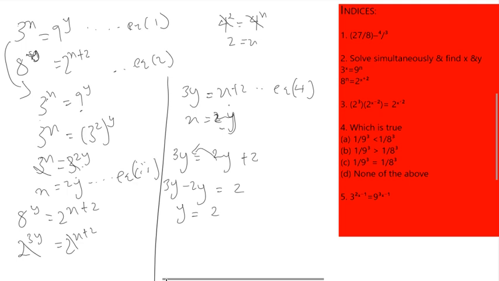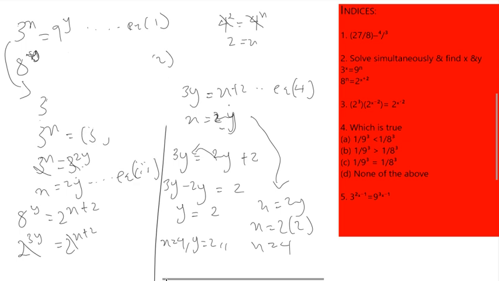So now let's find our value for x. From here, we have that x is equal to 2y. So that means x is equal to 2 times, what's the value of y? 2. So x is equal to 4. So now we have found our values of x and y. x is equal to 4, y is equal to 2, and that's our answer. You can pause to write down. Don't want it to be too lengthy, so I'm just going to clean it and we'll continue.